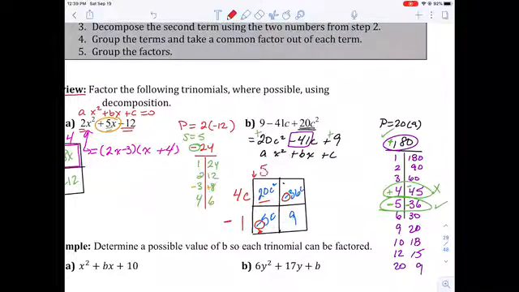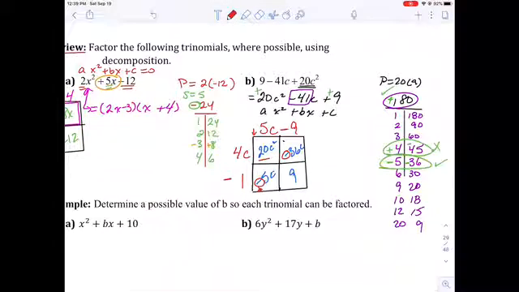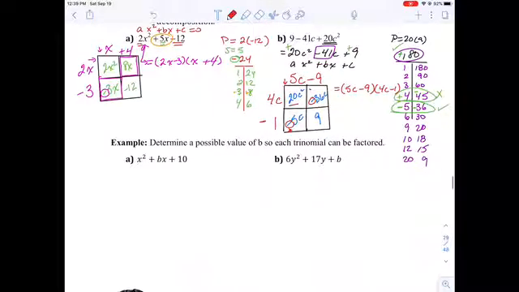So 20c squared and negative 5c, a positive 5c can come out of there. And then this is a negative 36c and 9. A 9 can come out of both 36 and 9. So when I rewrite out my factors, we get 5c minus 9 and 4c minus 1. Okay, we can always do a check if we want, that those look to be the proper factors.